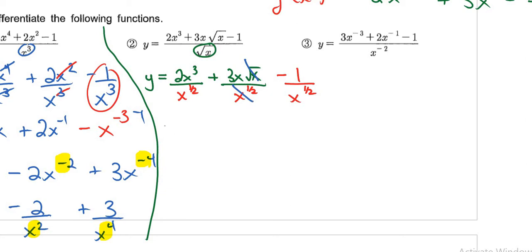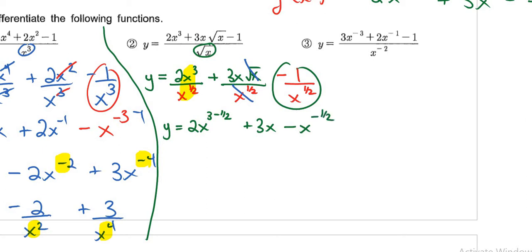And if I go ahead and simplify this, my next line would be y equals 2. And this part right here, since the bases are the same, you would subtract the powers. So it'd be 2x to the power of 3 minus 1/2 plus 3x. And this expression right here would be negative x to the negative 1/2. And if I continue to simplify this, the power here, 3 minus 1/2 is 2.5, and 2.5 is the same thing as 5 over 2, plus 3x minus x to the negative 1/2. Alright, let's take the derivative now.